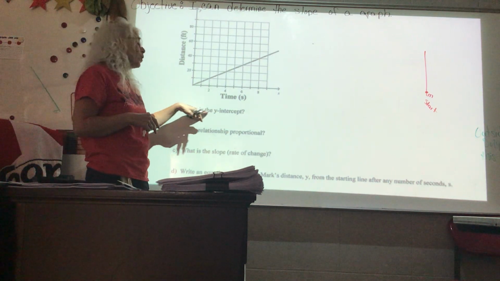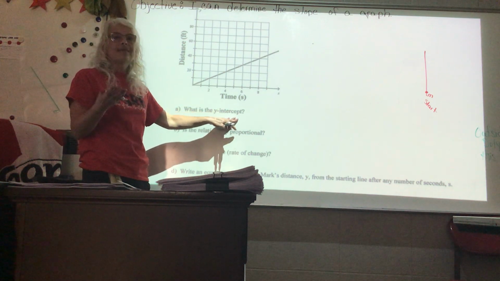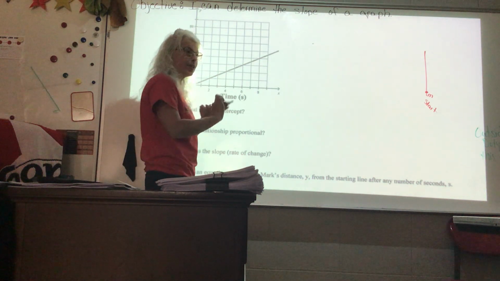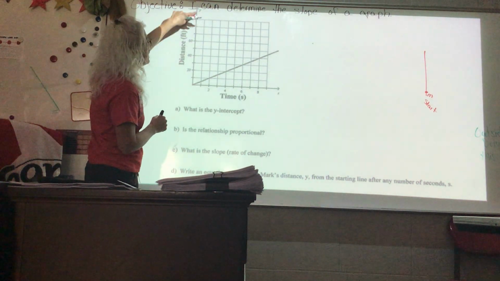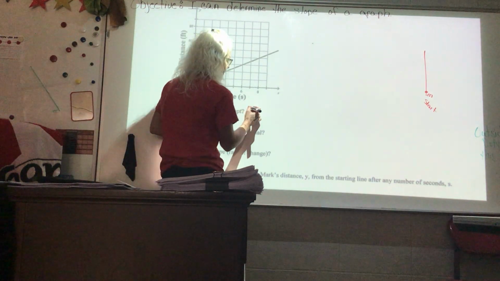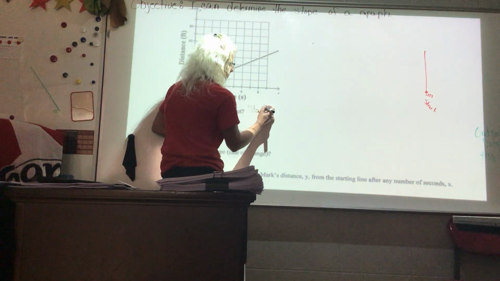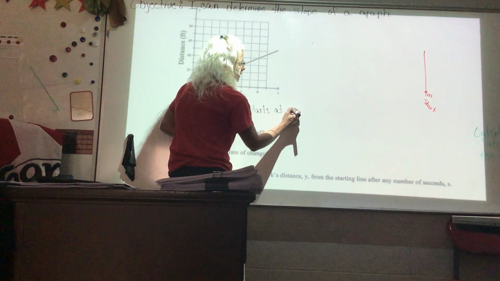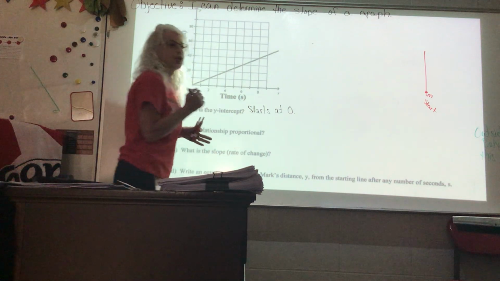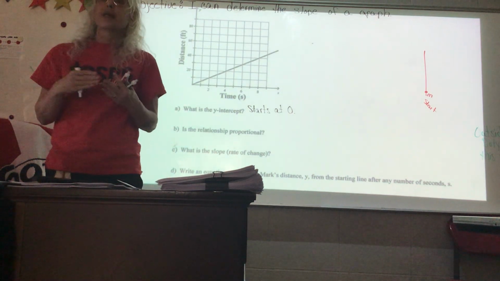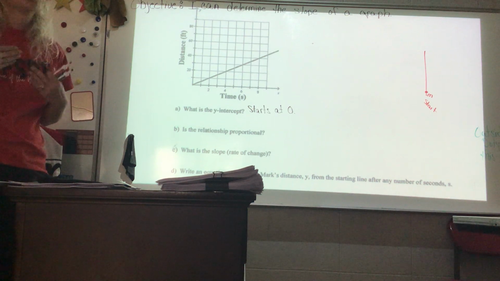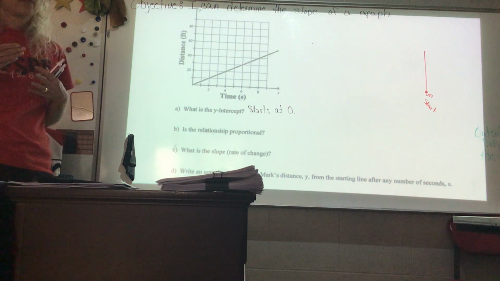Now part A says, what is the y-intercept? Well, Eli said he started at 0, correct? So this y-intercept, remember, is where the graph intersects the y-axis. The y-intercept starts at 0. Make sure you write starts at 0, because I'm trying to get you to learn that the y-intercept is just another way to ask you what is the starting point.